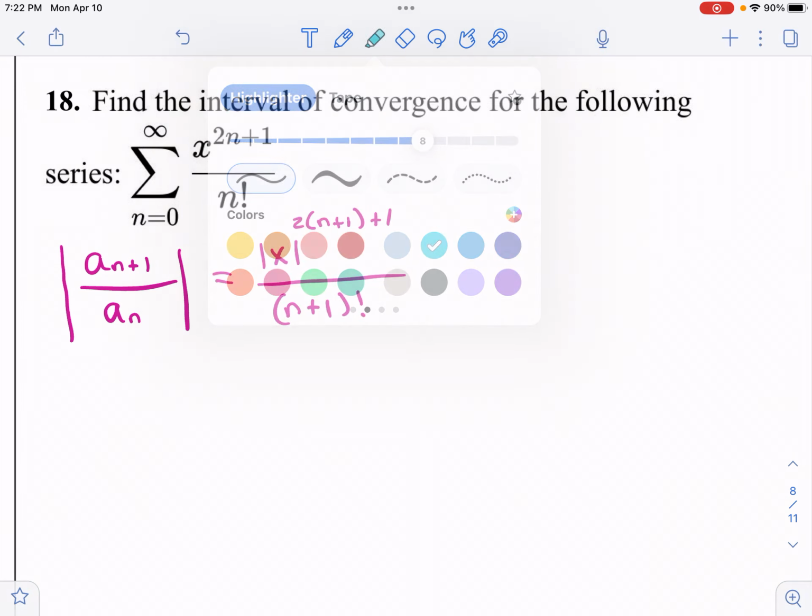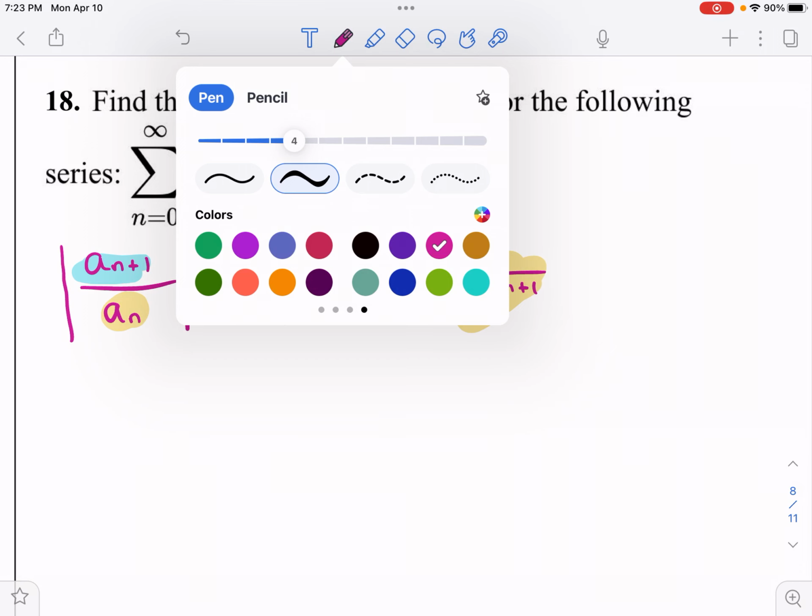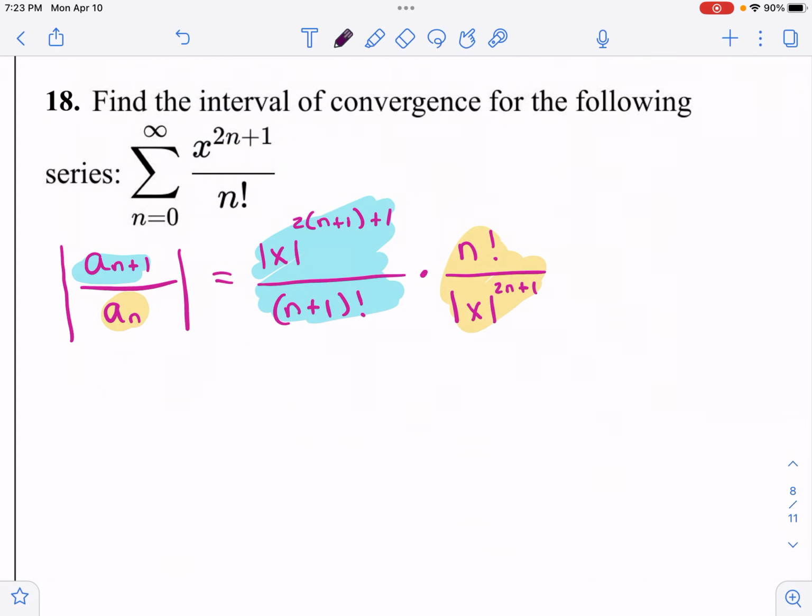Oops, sorry. So that's just this. All of that is just that. And then we're going to divide by the nth term. But really we're going to multiply by its reciprocal just to save some time. So that's this. Now you clean up a little bit. So for example, n factorial divided by n plus 1 factorial leaves behind an n plus 1 down here.